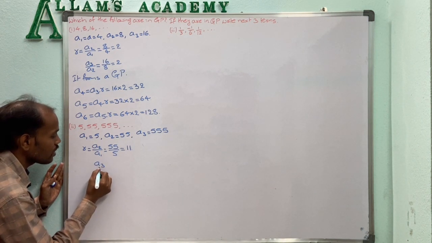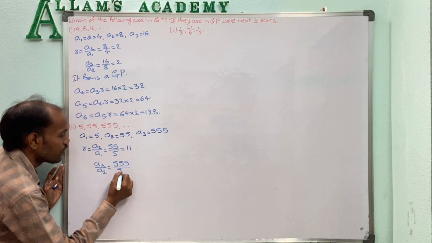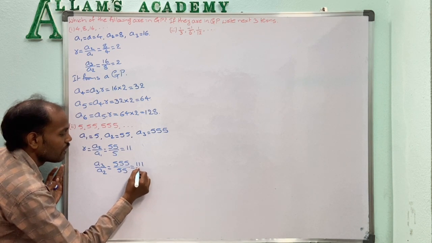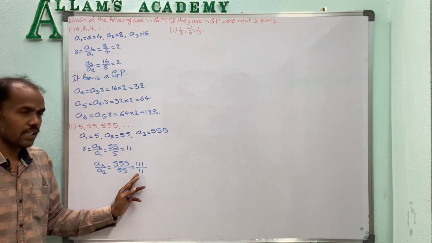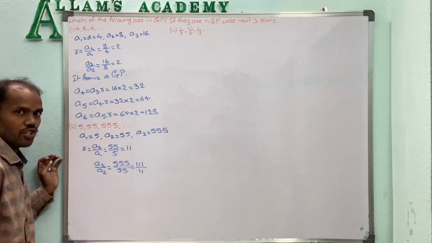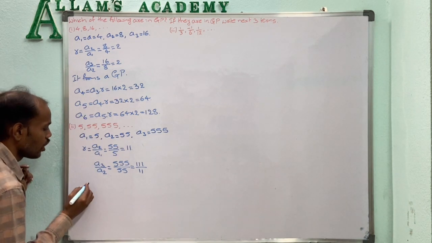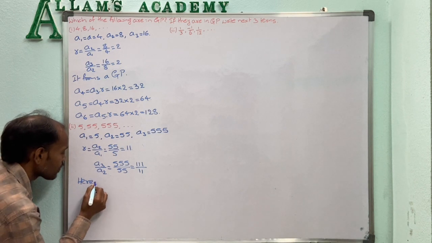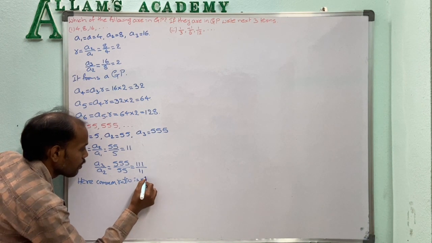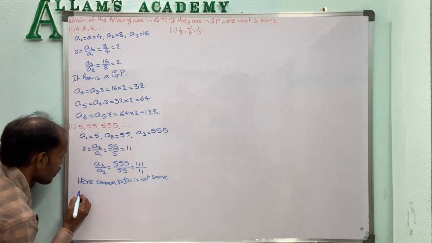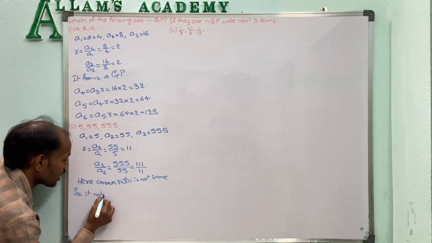And the ratio of the next two terms, a3 by a2, that is 555 by 55. So 5 one-elevens are 555 and 5 elevens are 55. So here the ratio came as 111 by 11. Now if we observe both the ratios, they are not the same. So the list of numbers does not form a geometric progression, because the common ratio is not the same.